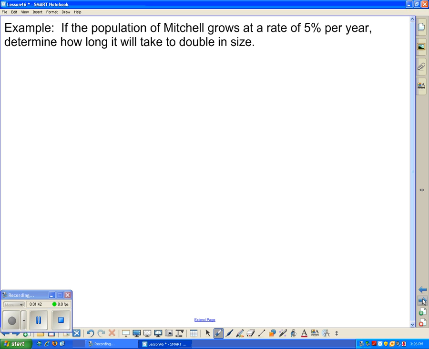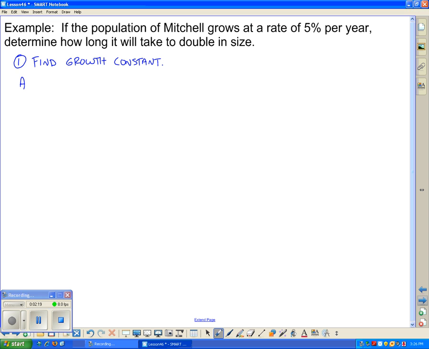The population of Mitchell grows at a rate of 5% per year. Determine how long it will take to double its size. First of all, and I'll put this in steps, step 1, we need to find the growth constant for the situation. When you're talking about population analysis, there'll be a growth factor that's applied to the town of Mitchell. It's the k value that fits this particular equation.